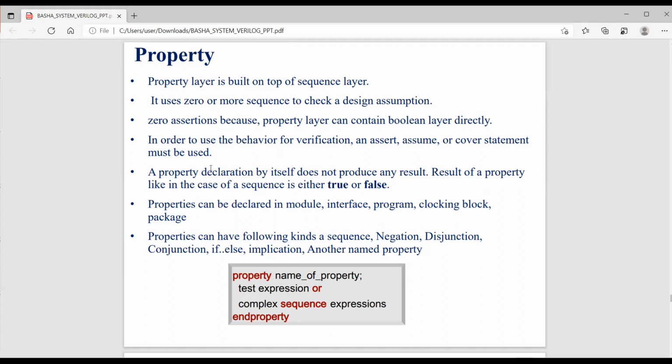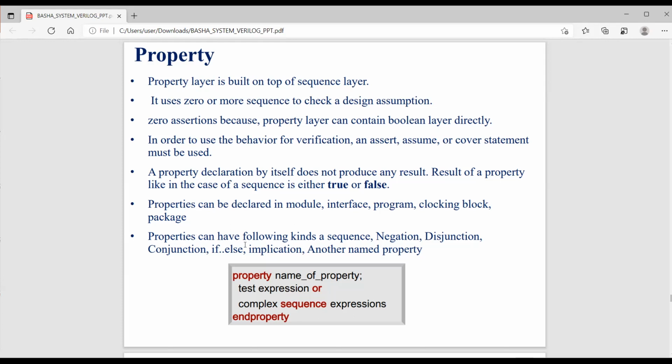So a property declaration by itself does not produce any result. The result of a property, as in the case of a sequence, is either true or false. In the same way that a sequence is evaluated as true or false, a property will also get the result as true or false. True means it passed, false means it did not pass. These properties can be declared inside a module, interface, program, clocking block, and package, like sequences.